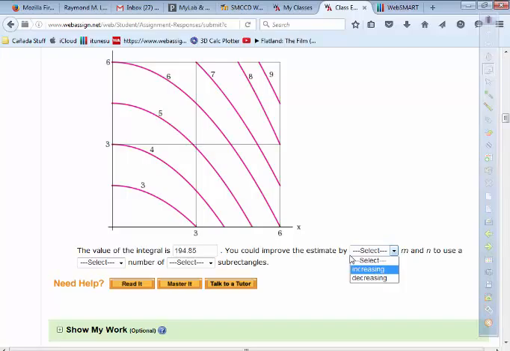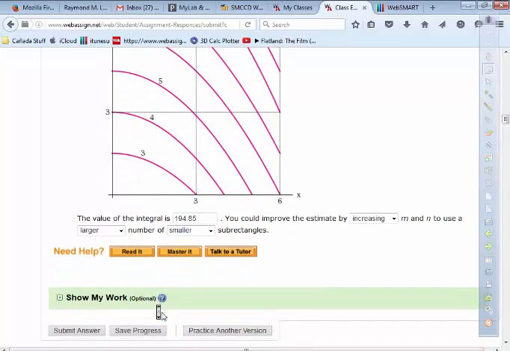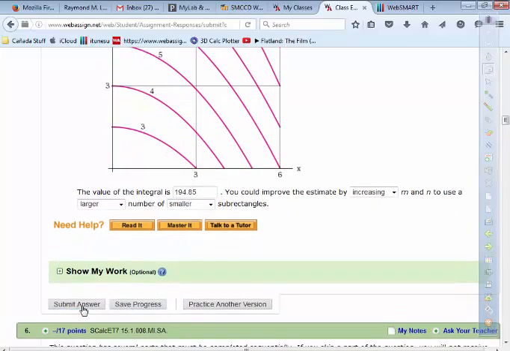You can improve the estimate by increasing m and use a larger number of subrectangles. Larger number of smaller subrectangles. That's confusing. All right, I just care about the number. Let's see if we get the number correct.